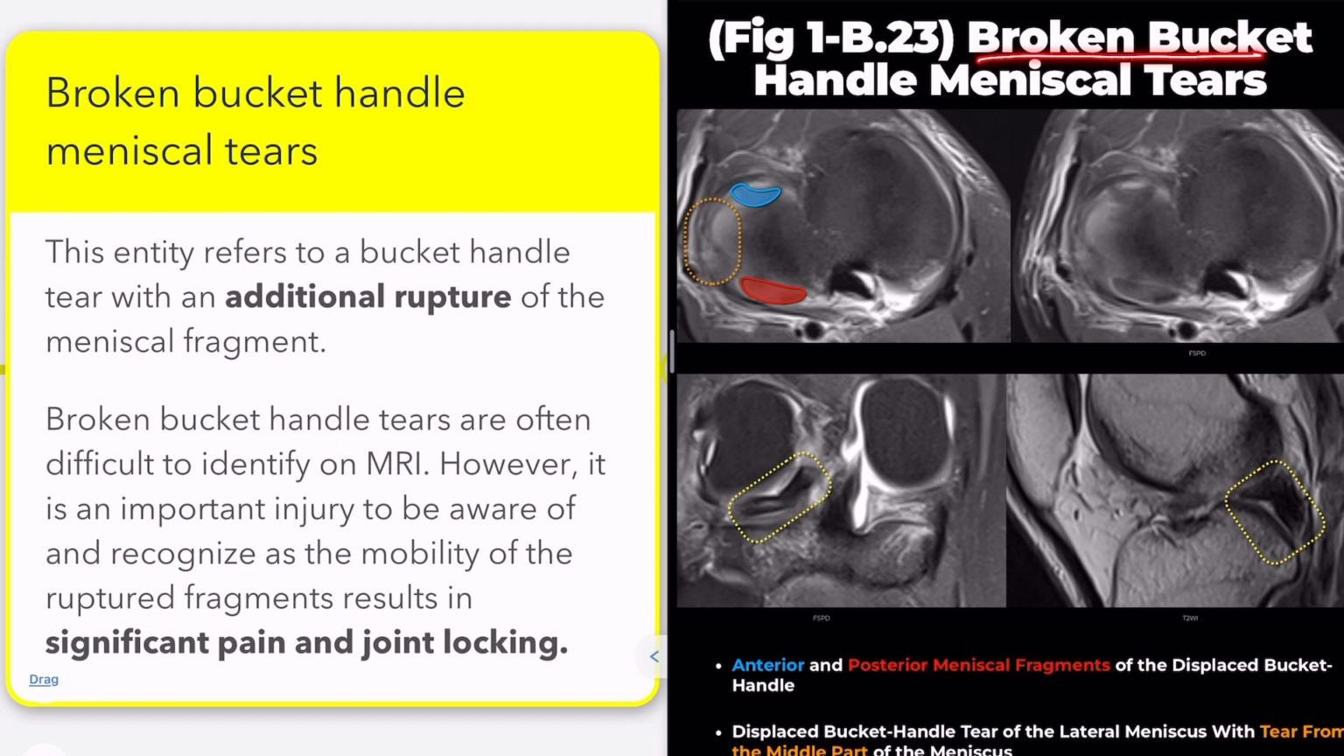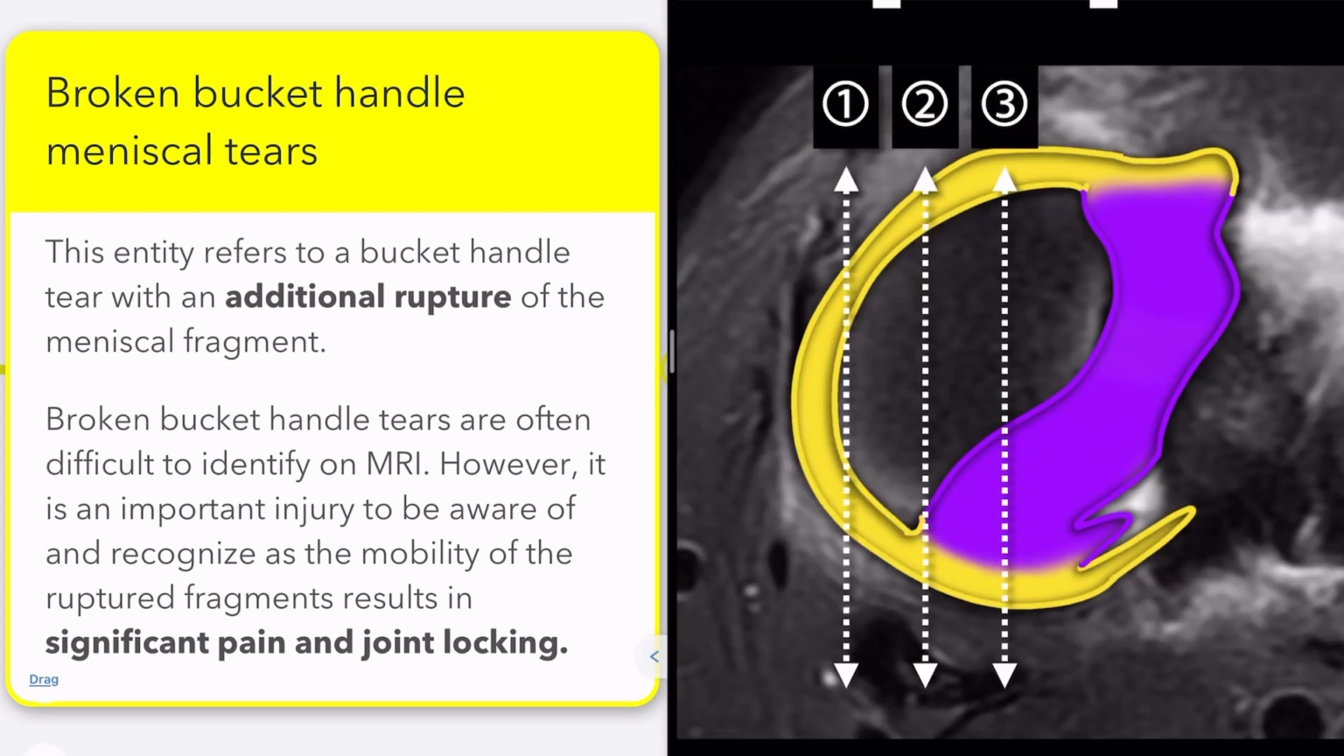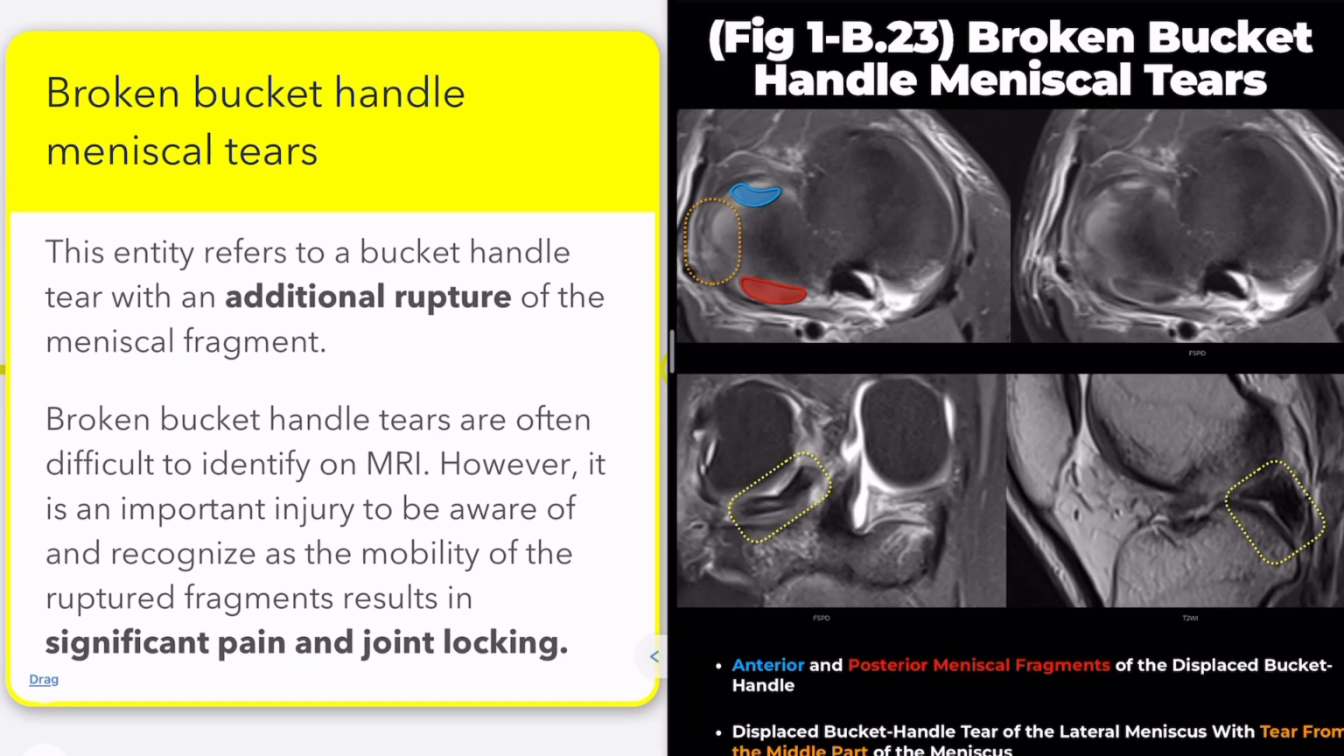Broken bucket handle meniscal tears refer to bucket handle tears with an additional rupture of the meniscal fragment. Identifying broken bucket handle tears on MRI can be challenging. However, it is crucial to be aware of and recognize them because the mobility of the ruptured fragments can lead to significant pain and joint locking.